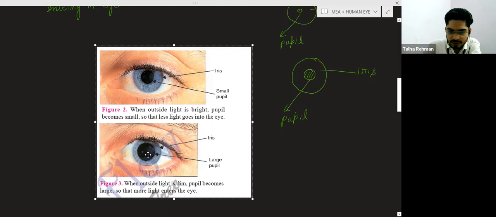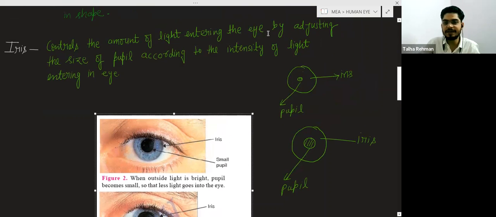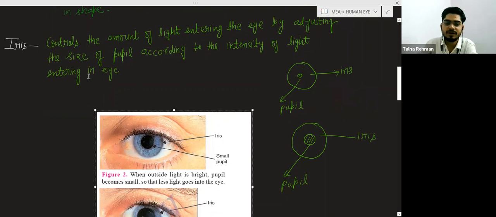So here the size of the pupil becomes large, and which thing controls the size of this pupil? This iris. Iris controls the size of this pupil. Here iris has expanded the size of the pupil. Here iris has reduced the size of the pupil according to the intensity of the light. So you can see, iris controls the amount of light entering the eye by adjusting the size of the pupil according to the intensity of the light entering the eye.